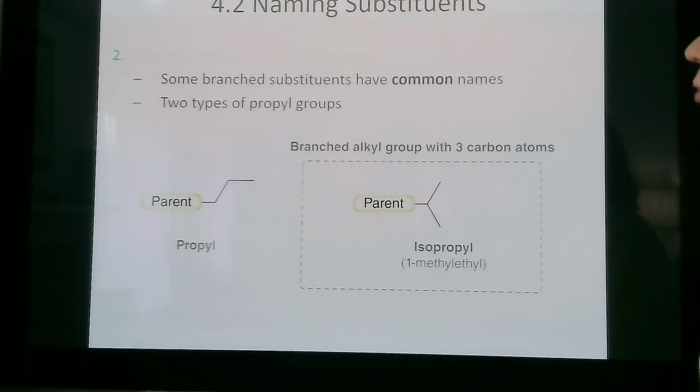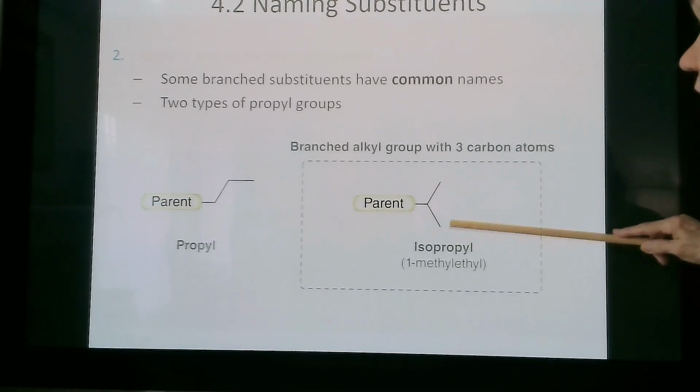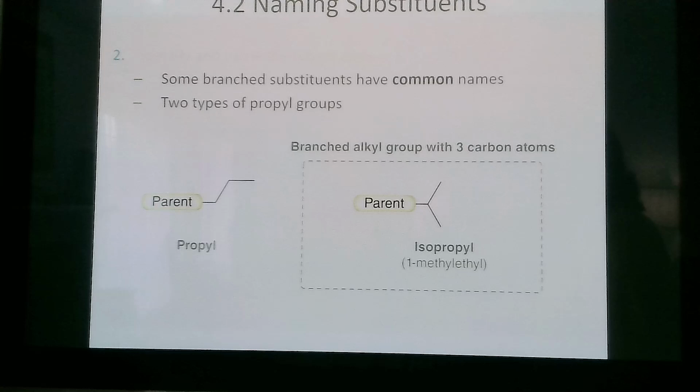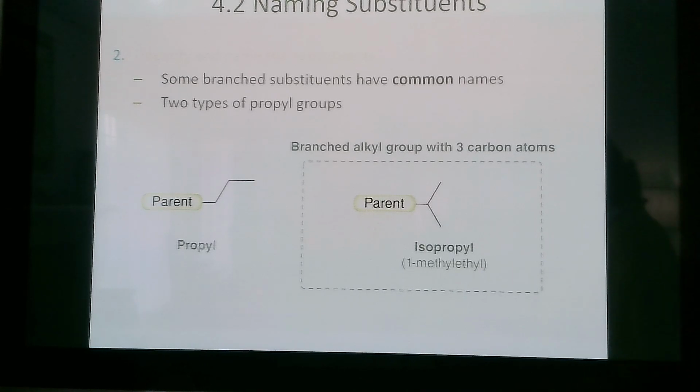So these things do change, but they change very slowly. So isopropyl, this is very commonly used, and this is what you're going to see most frequently used in your homework. And so learn it, isopropyl, isopropyl.